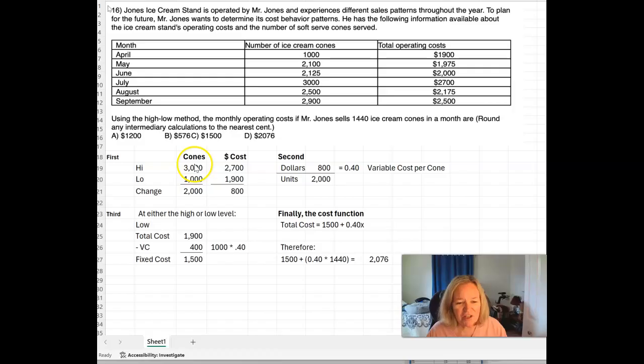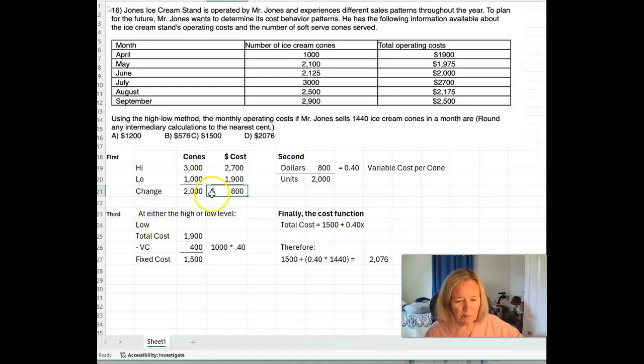We're looking for the change in cones and the change in dollars, because that will show us where the variable cost is. So if my dollars are $800, okay, you know what I really should do here is make these really dollars. You know what I mean? $800 divided by 2,000 cones, okay, would be 40 cents of variable cost per cone. Okay, and that's the second thing that we do.